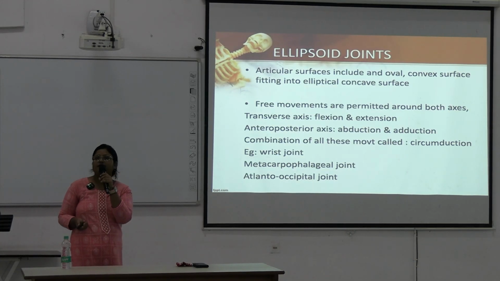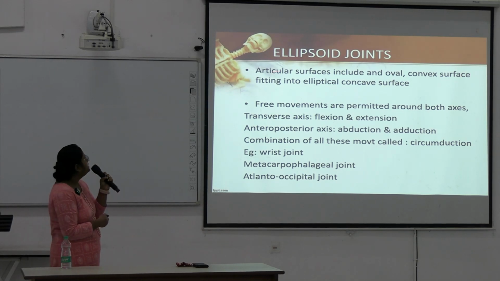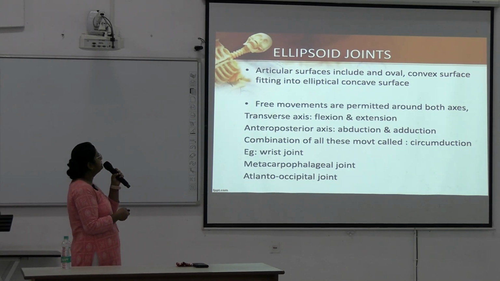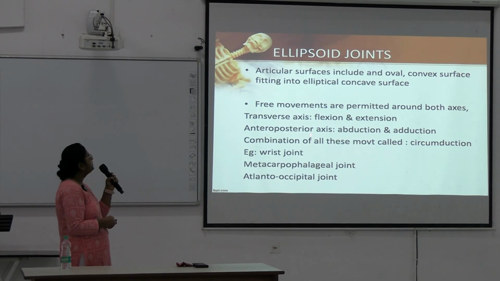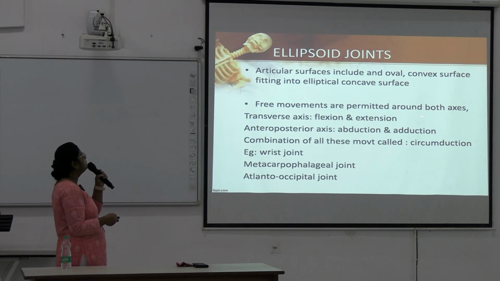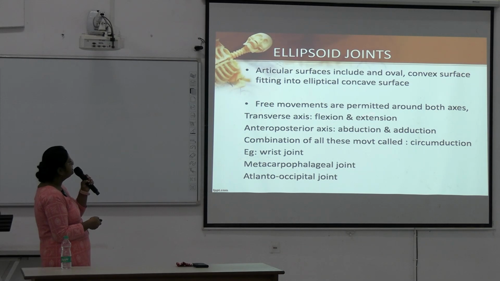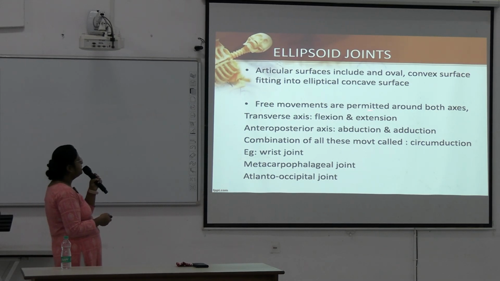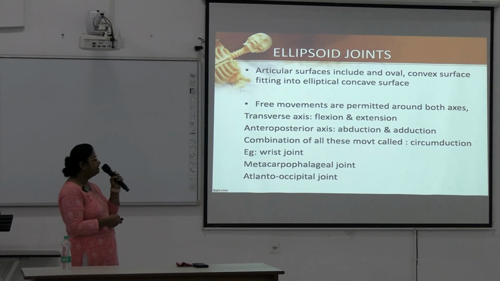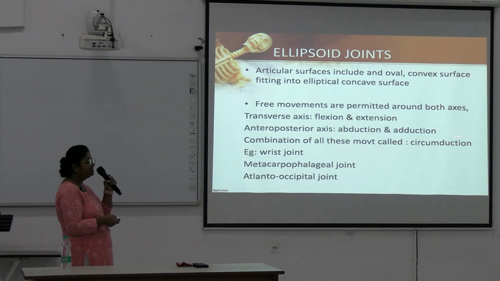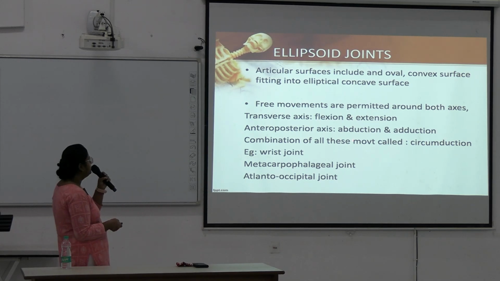Next we go to the ellipsoid joints. Ellipsoid joint articular surfaces include an oval, convex surface fitting into an elliptical concave surface. Free movements are permitted around both axes: around the transverse axis, flexion and extension occur, and around the anteroposterior axis, adduction and abduction occur. A combination of all these movements is called circumduction. Combination of flexion, extension, adduction, abduction is called circumduction.